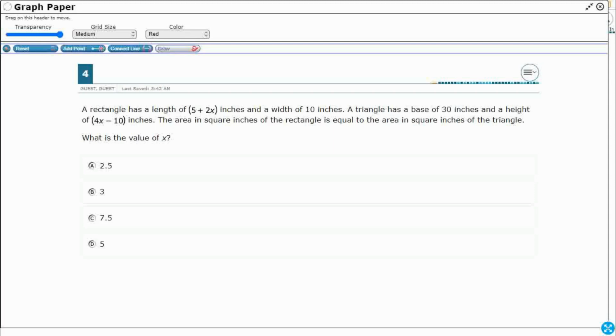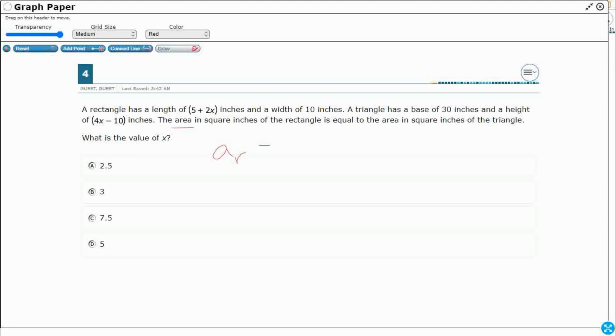Triangle's got a base of 30, height of 4x minus 10. Okay, so the area in square inches of the rectangle is equal to, so the area of the rectangle is equal to the area of the triangle. Okay, so if you can pull that out of the problem, then you're good. The area of the rectangle equals the area of the triangle. The problem is if we're looking at our reference materials, you're not going to see the formula for area. They took that off, and we're just dealing with typical equations.